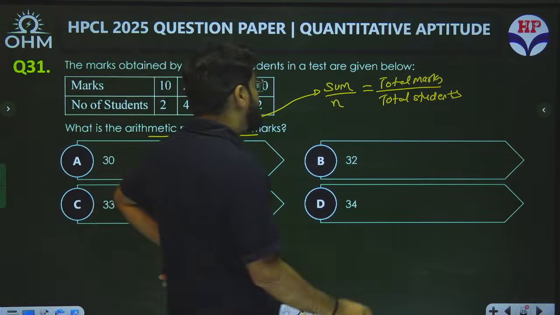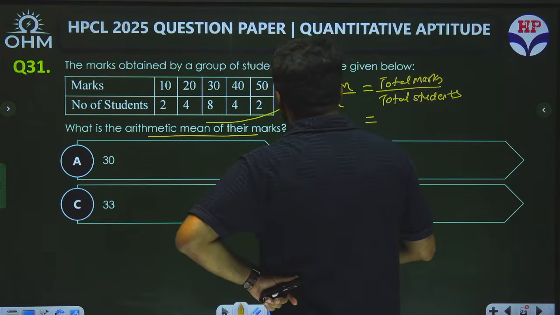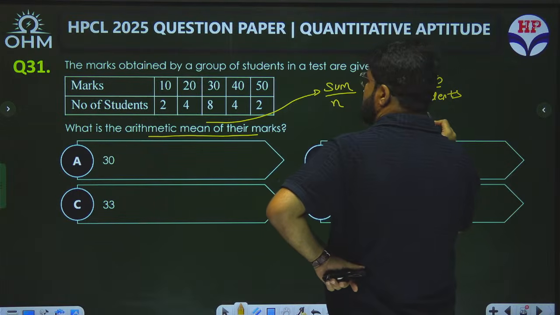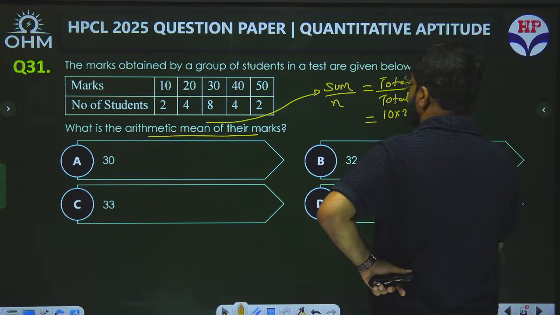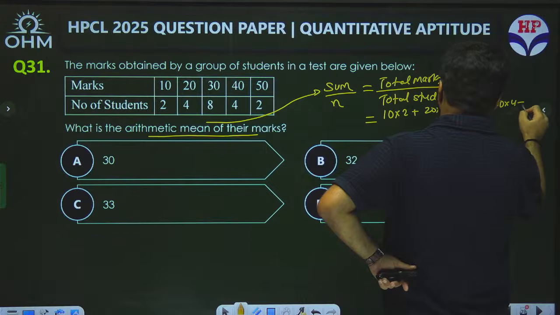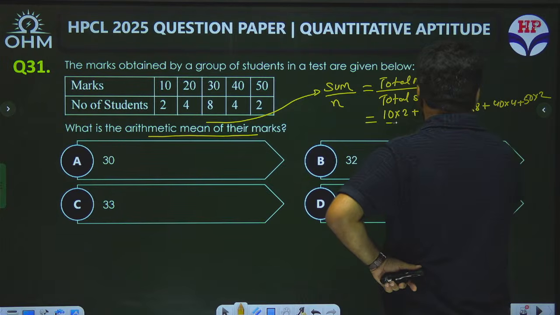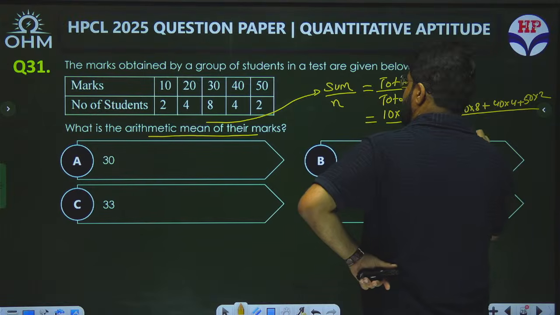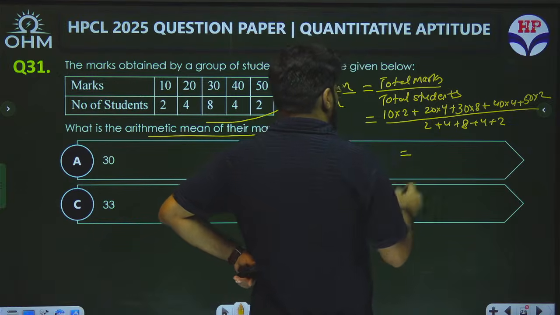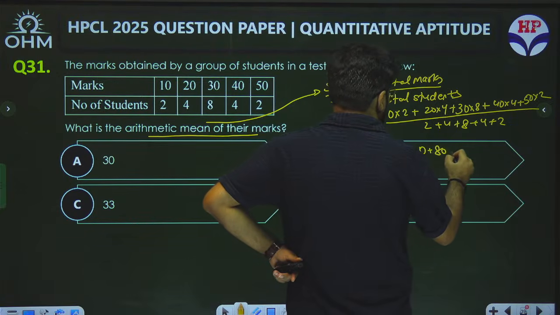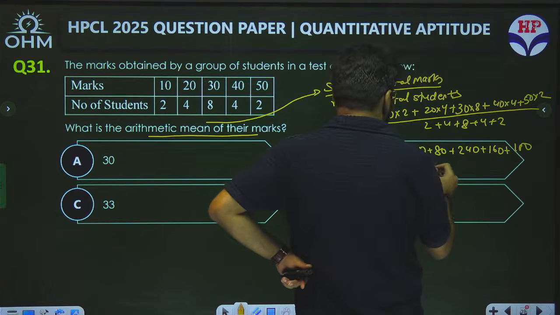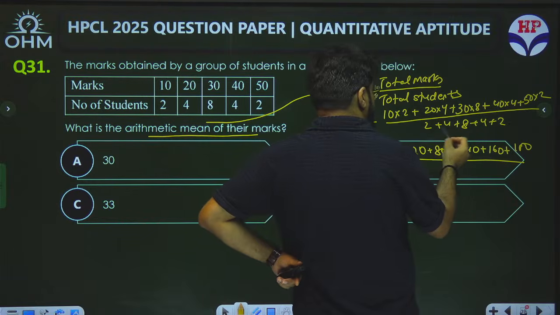So what is the total marks? 10 into 2 is 20, plus 20 marks obtained by 4 students, which is 80. Then 30 marks by 8 students, 40 marks by 4 students, and 50 marks by 2 students. Divided by the number of students: 2 plus 4 plus 8 plus 4 plus 2. The numerator is 20 plus 80 plus 240 plus 160 plus 100, divided by the total of 20.